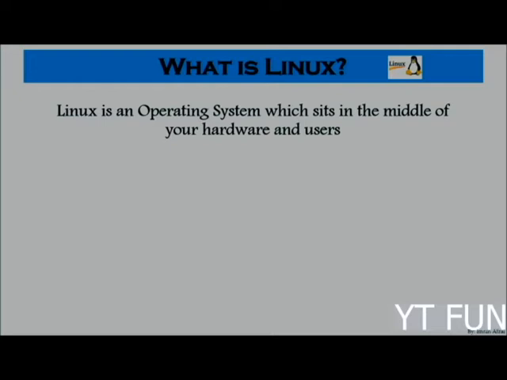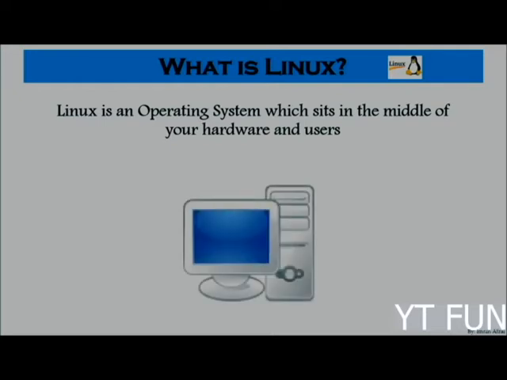And the users are the ones who run the applications. So it's like a middleman or a bridge that takes the commands from users and translates them to hardware. So look at this picture. You see a computer, right? Without an operating system, this computer is considered a dumb terminal. It doesn't do anything. So how does it work?